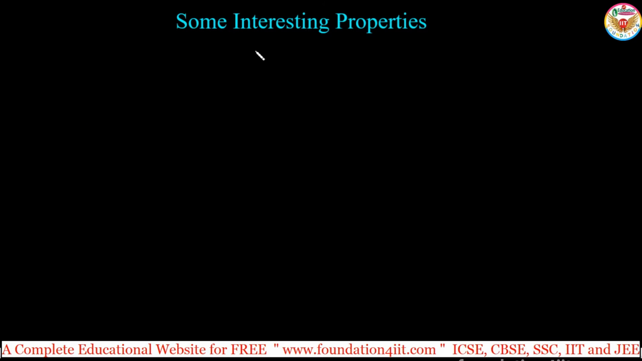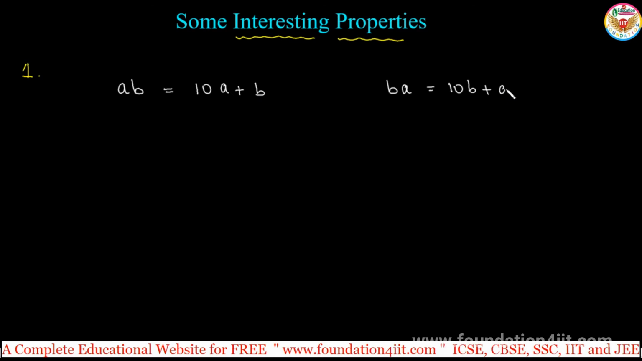Some interesting properties. After knowing the generalized form, let us see some interesting and basic properties. I will explain three important properties in this. For example, let us take the number AB. The AB in generalized form is 10A plus B. A into tens place, so 10 into A, 10A plus B. And the reverse of this number, that is BA, means 10B plus A.